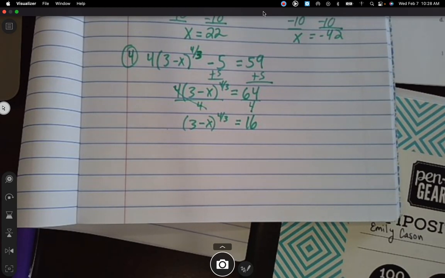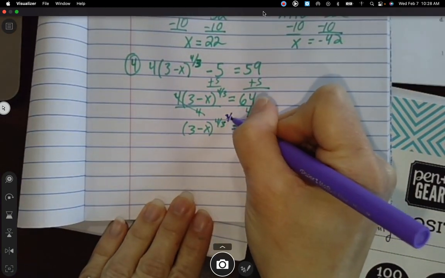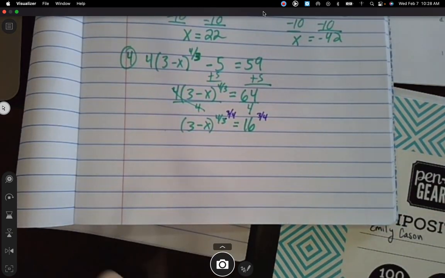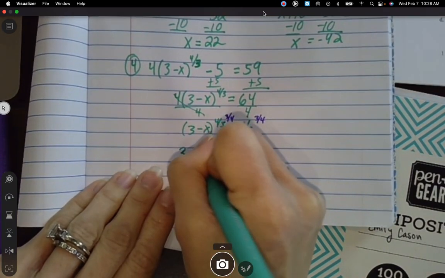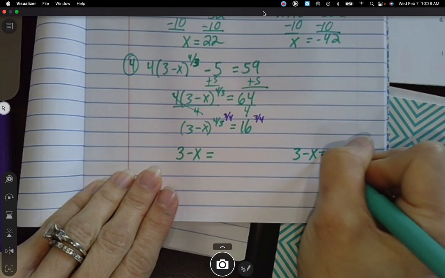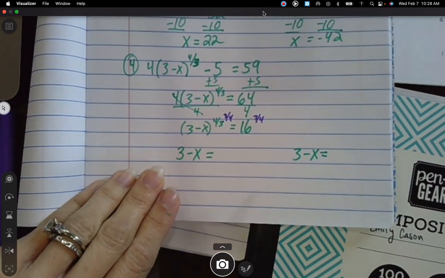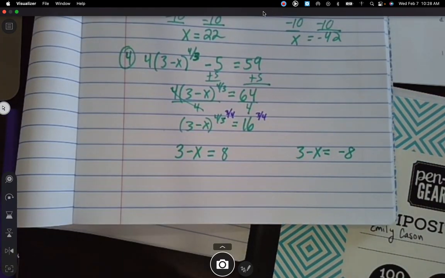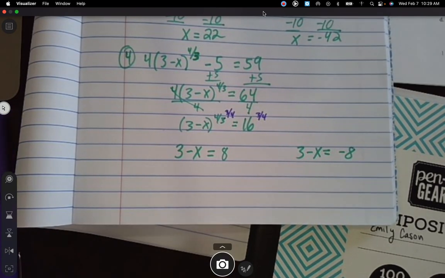All right, then what do we do now? Now it looks just like number 3. So that has the 4/3 up there. So what am I going to do with it? 3/4. Since it was an even number, how many things do I have to write down? The positive and the negative. So 2 of them. So over here I get 3 minus x. And then what is 16 to the 3/4? 8. So I've got 8 and negative 8. Then how do we solve? Y'all need a second? If I need to slow down, y'all just tell me. Let me give y'all a second to catch up.